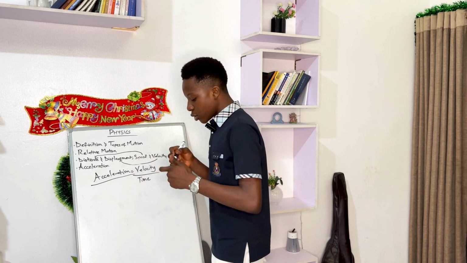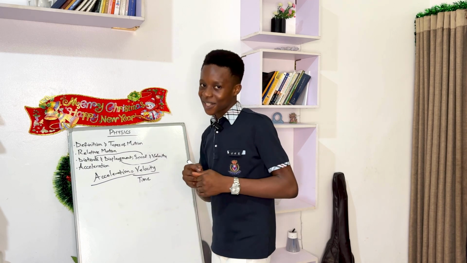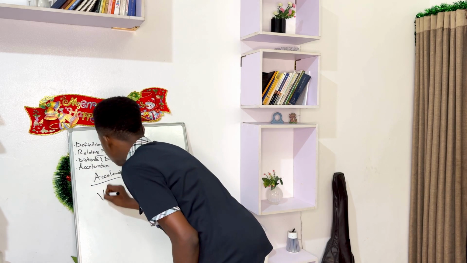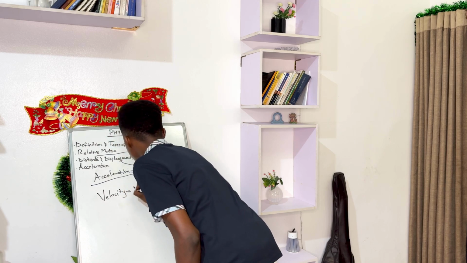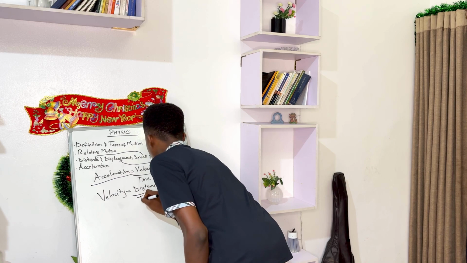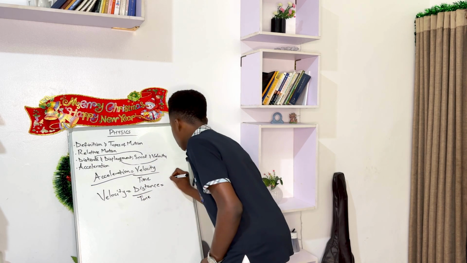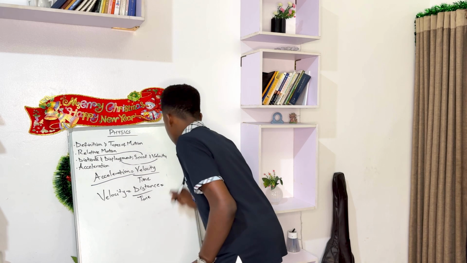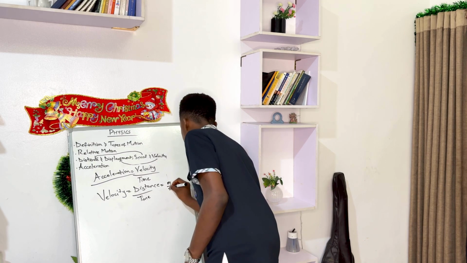I also forgot to tell you about its units. Remember when we were talking about units and measurement? I told you I was going to explain acceleration's units, so let me go back to velocity and tell you about its units. Velocity is distance divided by time. If you remember from our units and measurement video, distance is measured in length, which is meters, so it's not supposed to be L, it's supposed to be M. Distance is measured in meters, which is M, and time is measured in seconds, which is S.